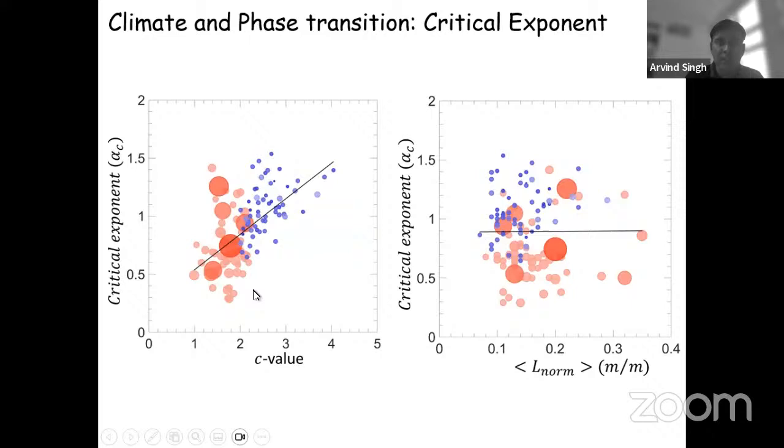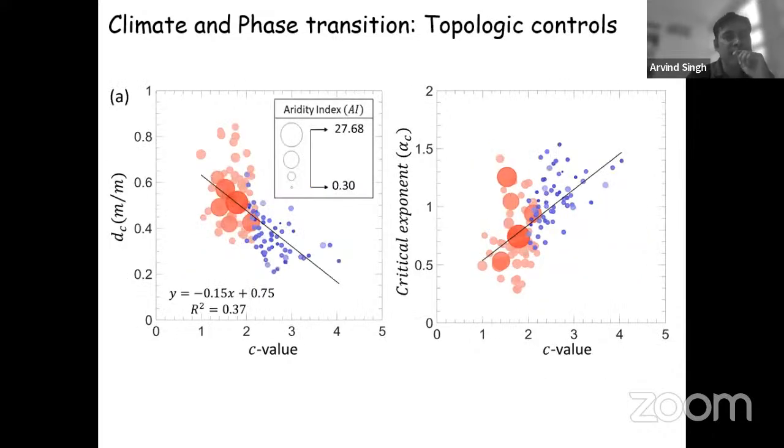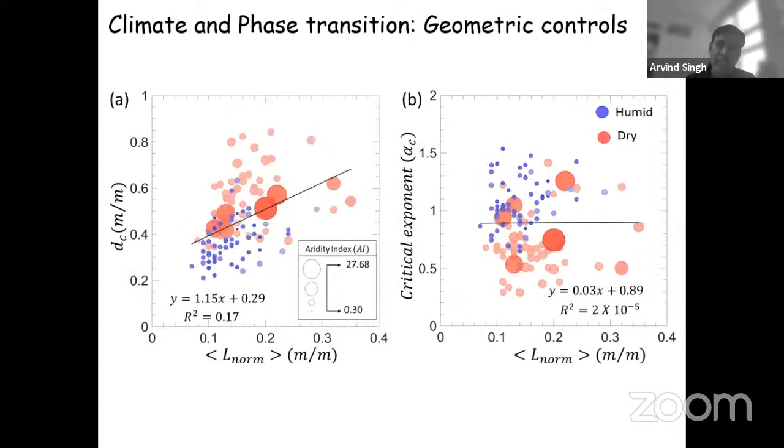So in other words, the C value gives you information about the dependence of these critical parameters on topology, whereas link length gives you information about the geometry. So from here, what we can say is that topology plays a primary role in controlling phase transition, whereas link length, or geometry, plays a secondary role in controlling phase transition.